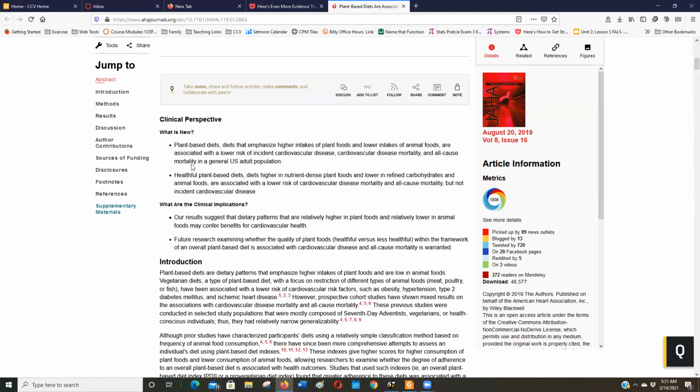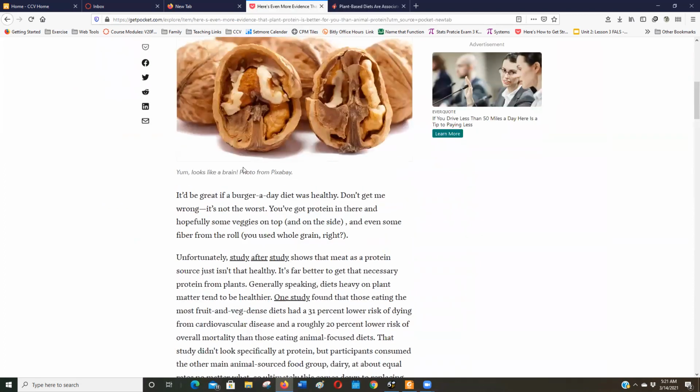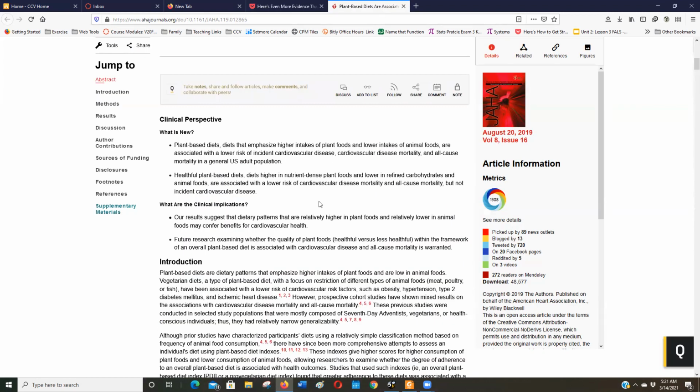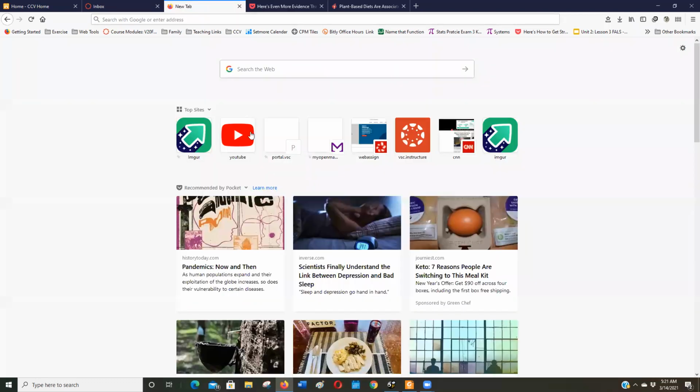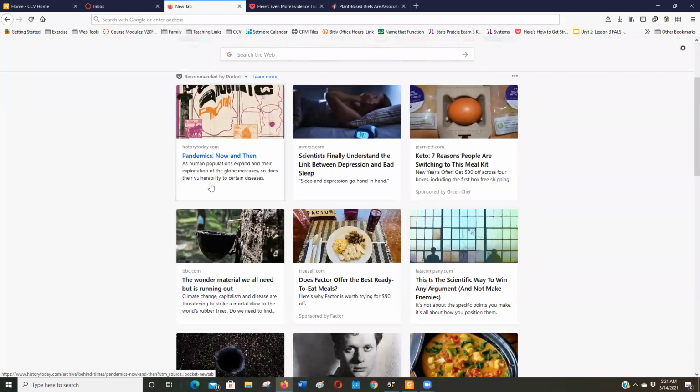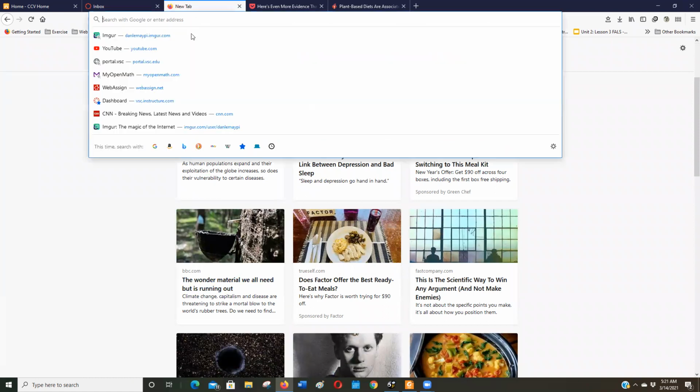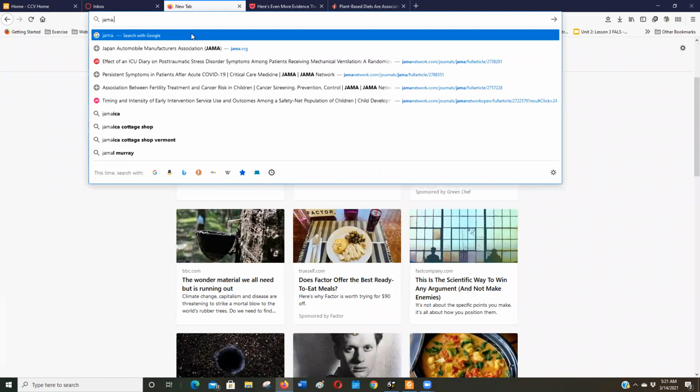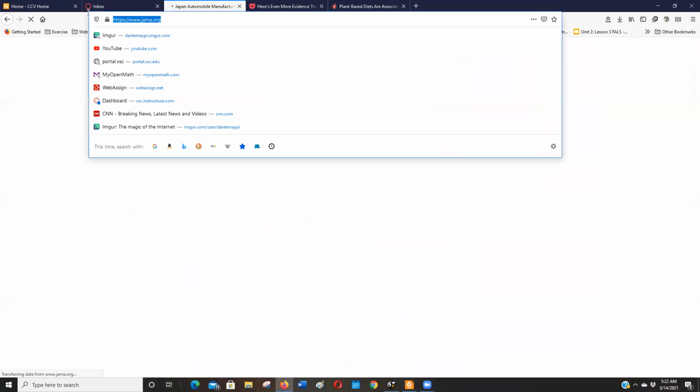But anyways, I wanted to show you: don't use a reporter's write-up. Find the actual study if you can, and usually you can Google it. And then, of course, if you don't stumble across something like what I did with that Pocket app, you can always go to JAMA, the Journal of the American Medical Association. I think it's JAMA.org. Of course, I do this in another video. Oh, this goes to the Japanese automakers.